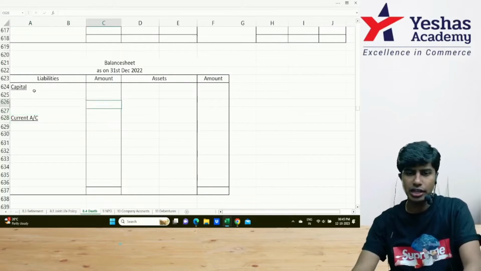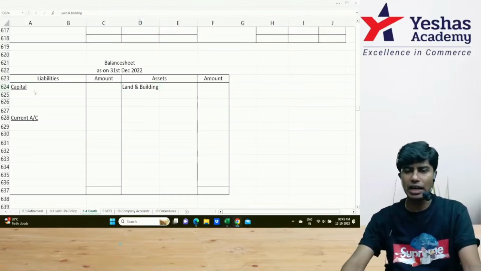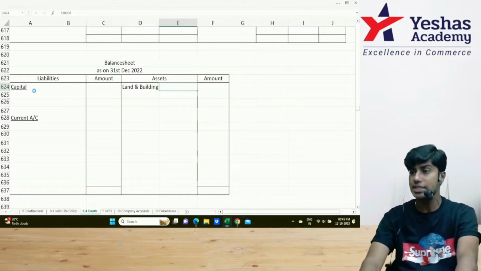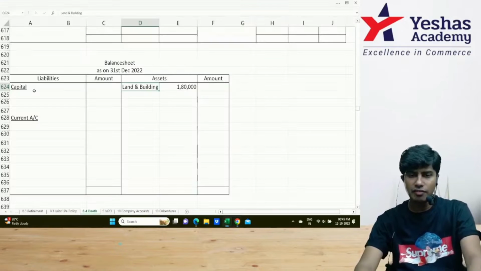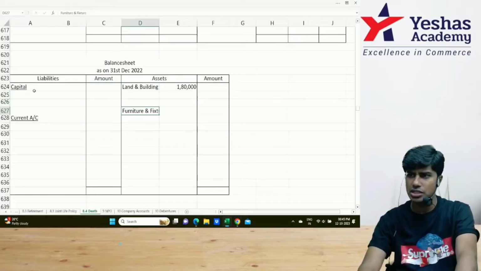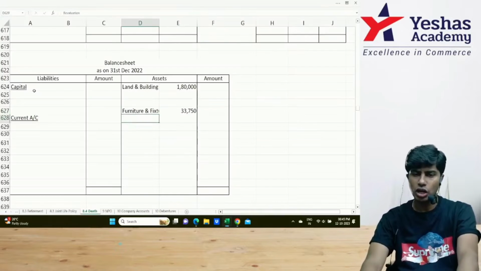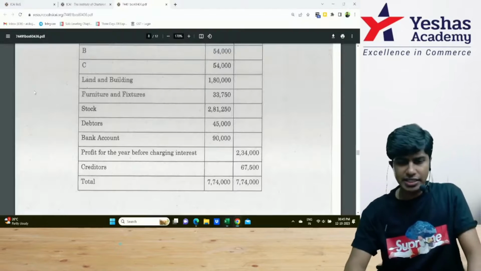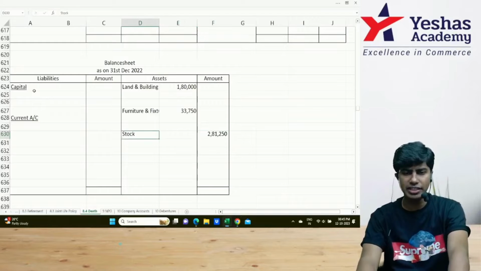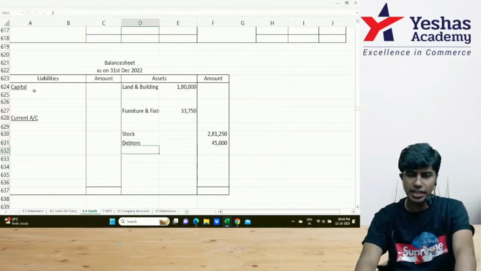Now tell me what is the value on the asset side? Land and building. What is the value? 1,80,000. But is there an adjustment to this? Yes. I'll keep it in the inner column. After land and building, furniture and fixture. Was there an adjustment to this? I'll keep it in the inner column. 33,750. Then what is the next one? Stock. Was there an adjustment? Post it to outer column. What is the next asset? Debtors. Was there an adjustment? Post it to outer column. Next one. Bank. Was there an adjustment?